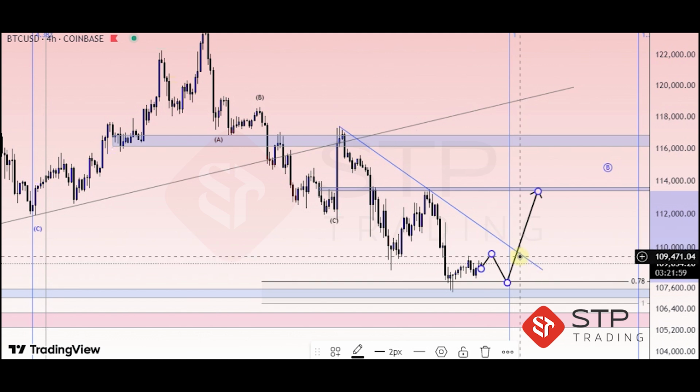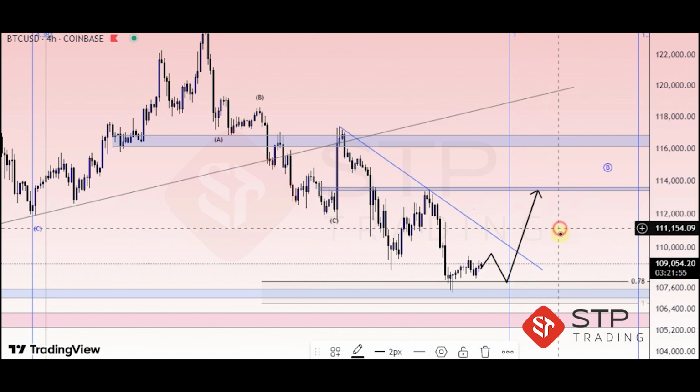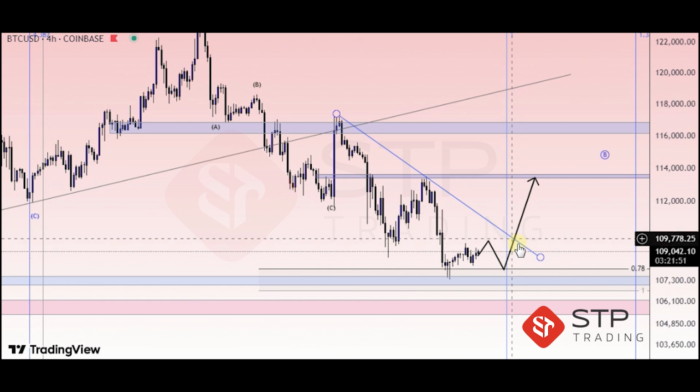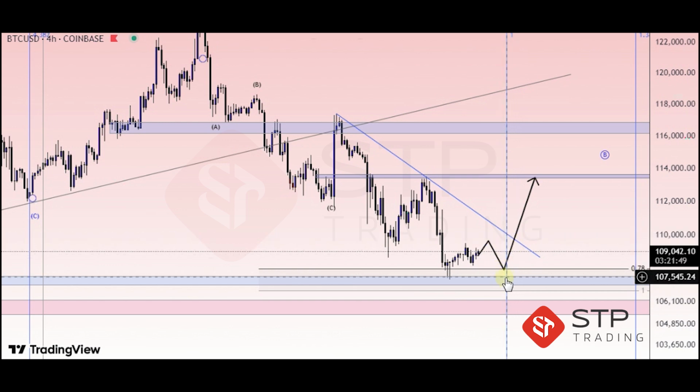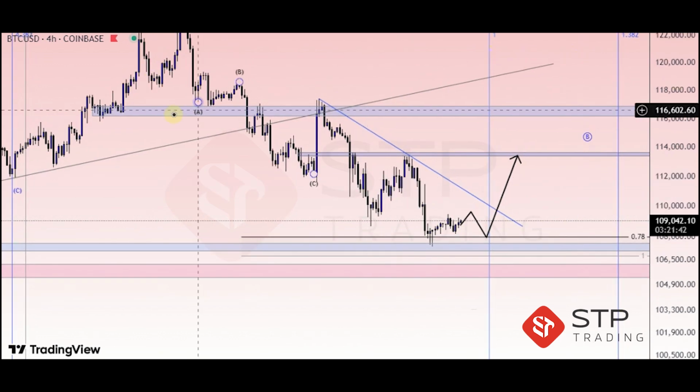Breaking the resistance trend line and stabilizing above this area could make the continuation of the bullish trend more likely. And if the price fails to pass the resistance trend line and breaks the support zone, we will have continuation of the corrective and bearish trend.